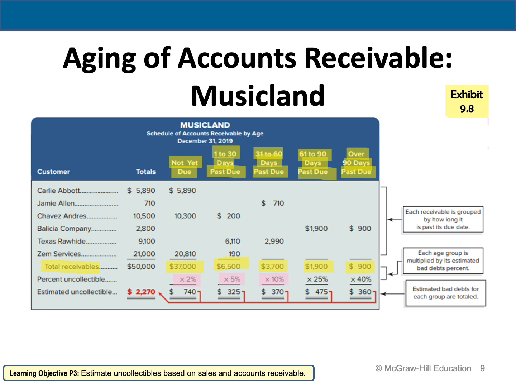We have 10% from 31 to 60 days. We have 61 to 90 days, 25%, and we have 40% for over 90 days. As you can see, the percentage of uncollectible is going to increase with the age of the accounts receivable.